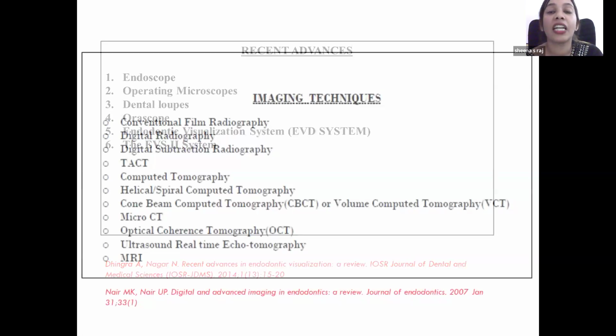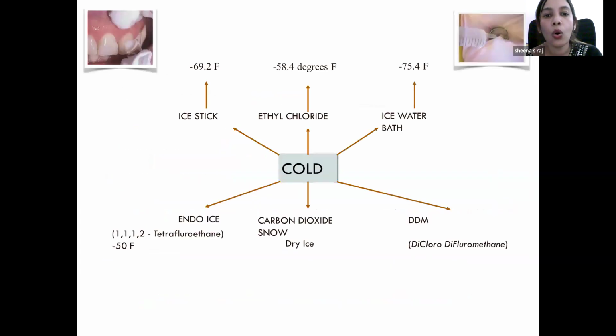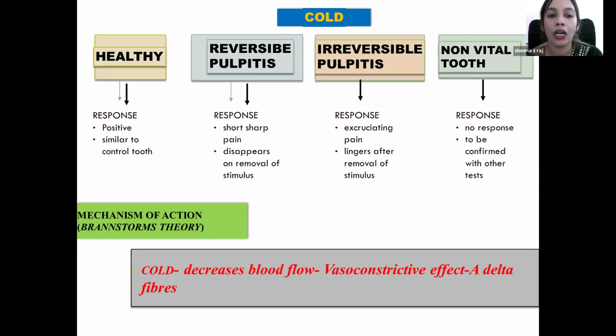And one important point that you have to place: if the question is about recent radiographic methods that are used, then the various cold test methods have to be written, like the ice stick. I have given the temperature. Please note this down, it is very important that you write it. Again, there is endo ice, carbon dioxide snow, and difluoromethane.